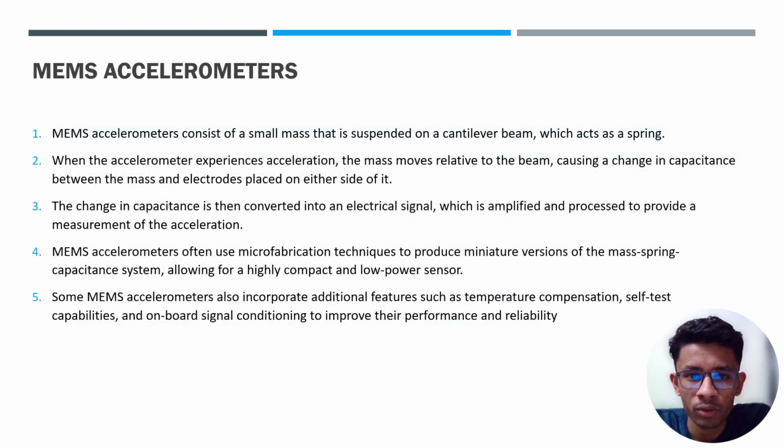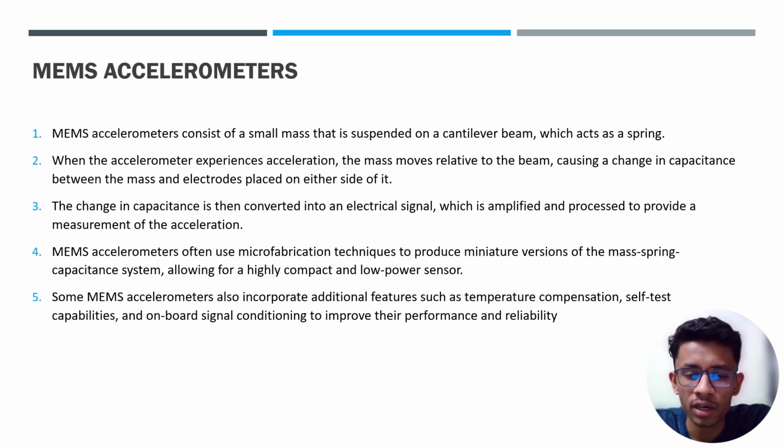MEMS, or micro electromechanical systems, accelerometers consist of a tiny mass that is suspended on a cantilever beam, which acts as a spring. When subjected to acceleration, the mass moves relative to the beam, causing a change in capacitance between the mass and the electrodes placed on either side of it. This capacitance change is then converted into an electrical signal, amplified and processed to calculate the acceleration.